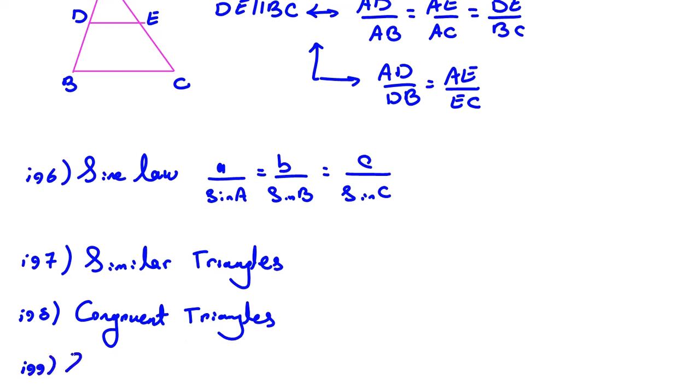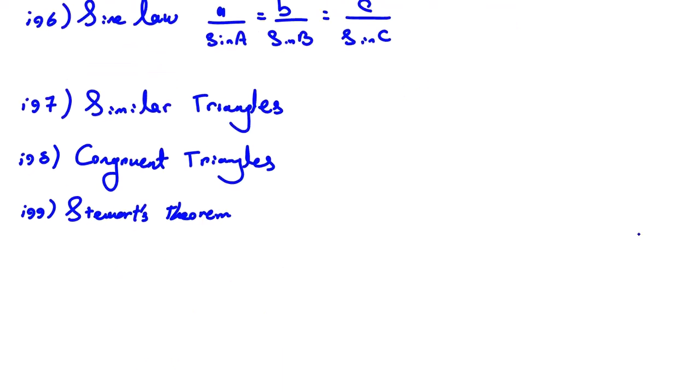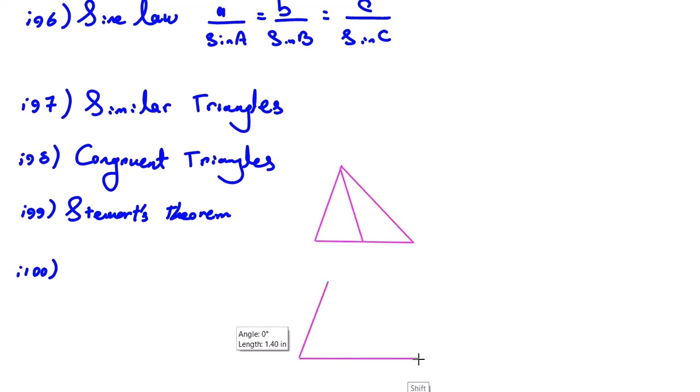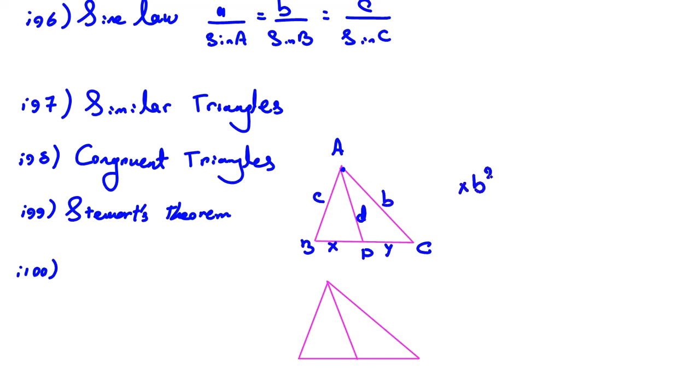Idea 99, Stewart's theorem. Idea 100, ratio lemma. So let me tell you what Stewart's theorem is, and also what ratio lemma is. Okay, so here, for example, it is A, B, C. It is P, it is D, it is X, it is Y, it is B, it is C. XP squared plus YC squared equals A times D squared plus XY. Okay.